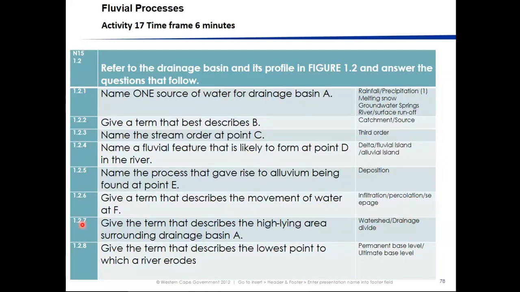Right. And then 1, 2, 7. Please make that an NB because we can ask you the opposite. So the first thing is, give the term that describes the high-lying area of the surrounding drainage basin, and the answer is watershed. Or we can ask you in exams, explain the concept of a watershed or a drainage basin.